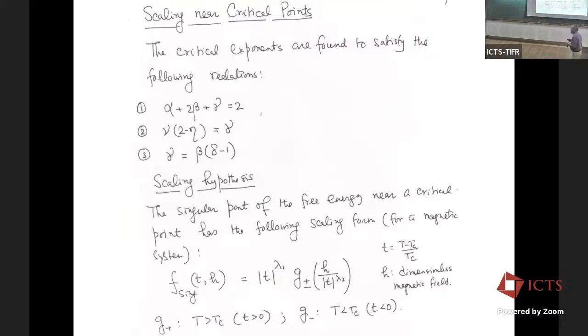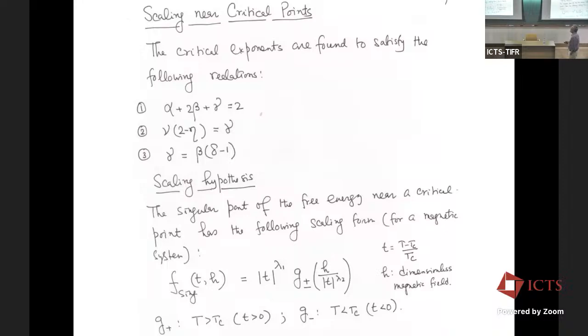How this comes from a scale transformation and things like that will be the subject of the lecture that I have later today. But at this level, this is purely an ansatz, phenomenological. For a magnetic system, you have a reduced temperature and a dimensionless magnetic field. These are the important variables. So your free energy will be a function of these two variables.